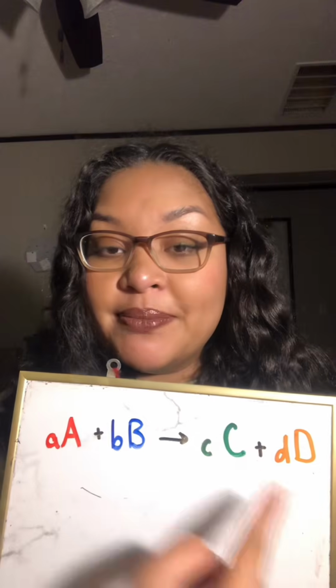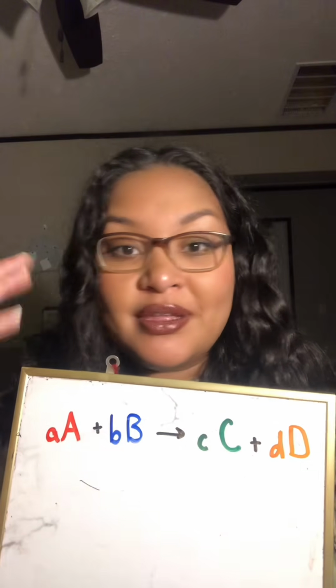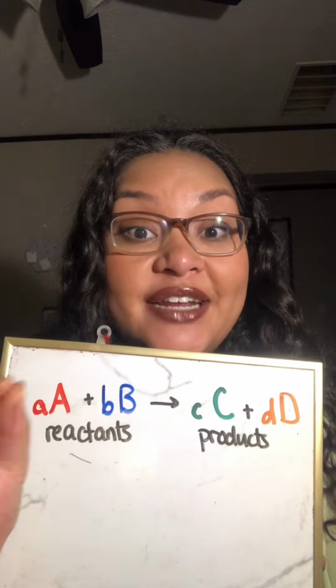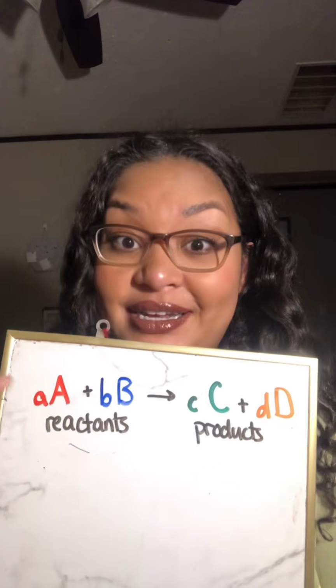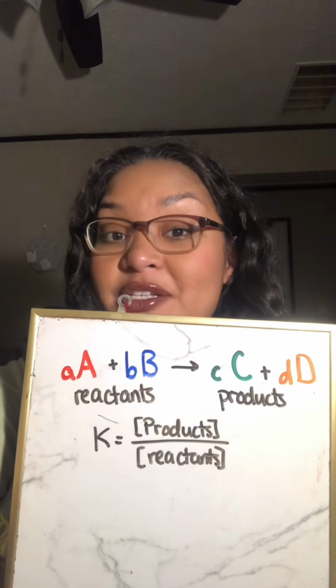Replace the lowercase with numbers and replace the uppercase with molecules. First things first, identify your products. So the products are on this side of the arrow and the reactants are on that side of the arrow. And K equals products over reactants.